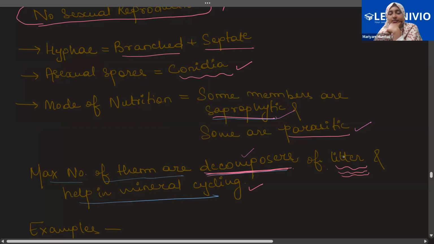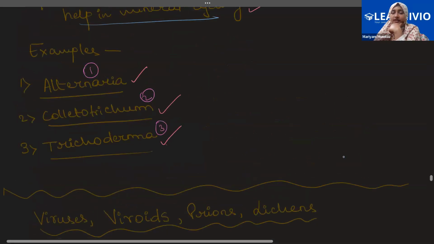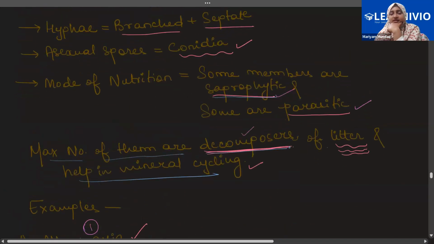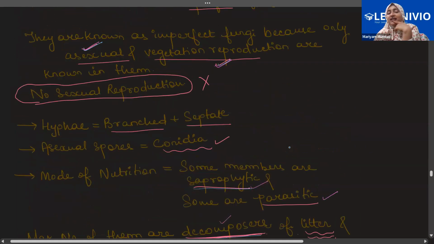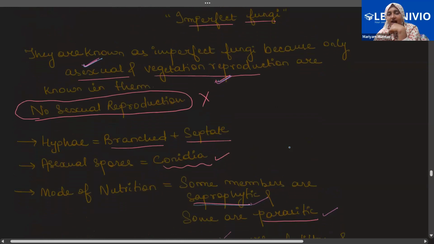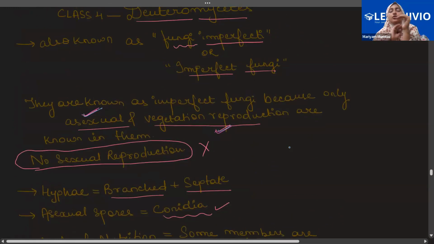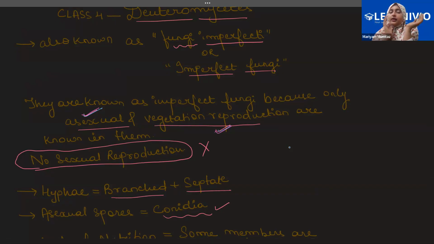Talking about the examples, there is Alternaria, Colletotrichum and Trichoderma. These are the examples of Deuteromycetes. This is the smallest class of the kingdom fungi. And in this, you can see why is it imperfect? Because there is no sexual reproduction in them. It has not been found. They only have asexual and vegetative reproduction. Any doubts up until now?